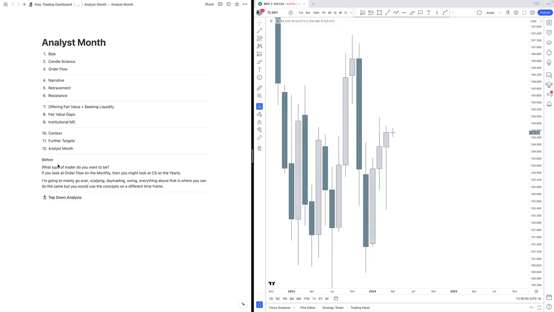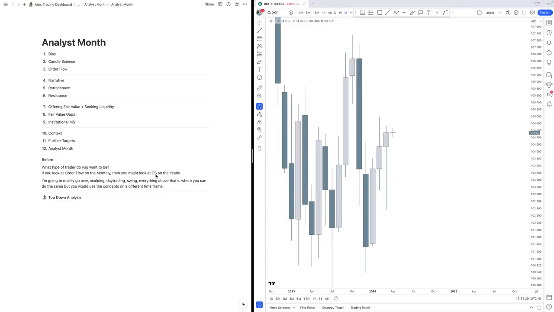Now, before we dive into a top-down analysis, it's very important to understand what type of trader you want to be. You don't need to know this exactly right now, but just understand that if you want to be, for example, a position trader, and a position trader is someone who might hold trades for months. If that's the case, and you look at order flow on the monthly time frame, then you might look at candle signs on the yearly time frame. So if you are a different type of trader, that's perfectly fine, because I do not want to force you to be a certain type of trader. That really depends on your personal preference.